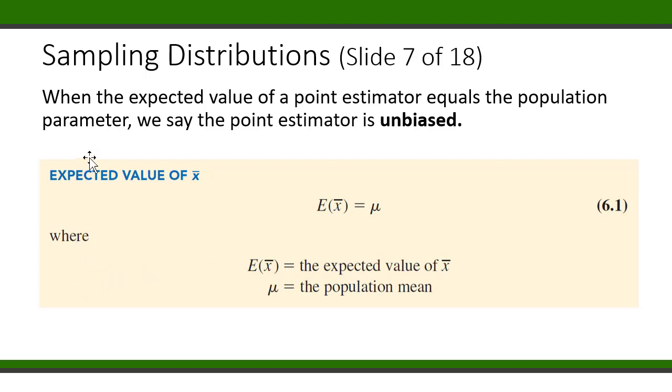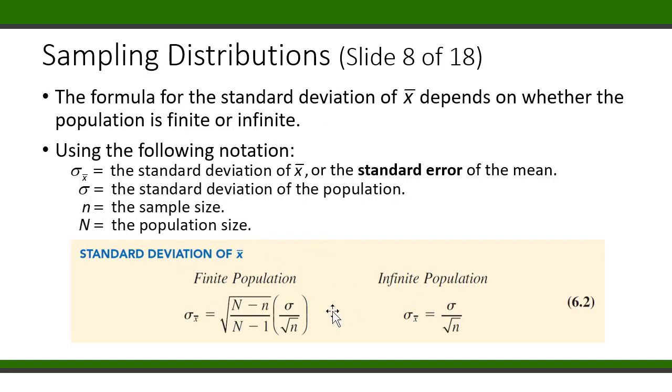Right, so the expected value of a point estimator equals the population parameter. When that happens, we can say the point estimator is unbiased. So the expected value of x bar is equal to the population mean, that mu there. So now for some calculations.